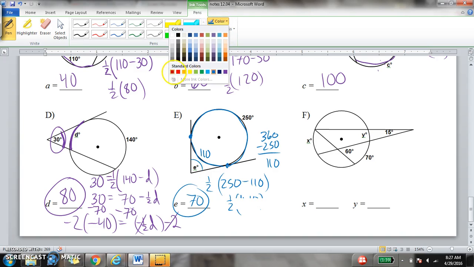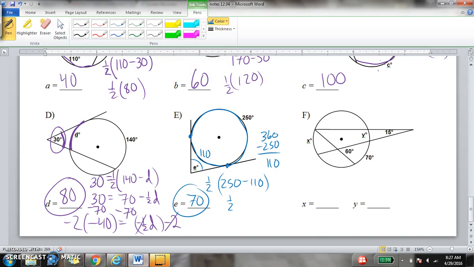All right, letter F, most complicated one on here. So we've got lines intersecting inside the circle and outside the circle. Okay, so we can start with these inside angles. Okay, so we know that these are each 60, and we know that when two lines intersect inside a circle, the inside angle is going to equal half of the sum. Remember, when it's inside, it's the sum of these two arcs.